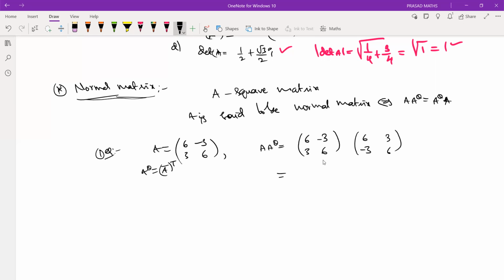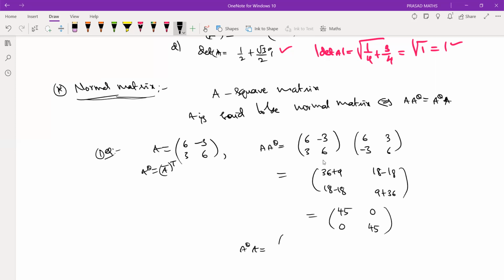Transpose and conjugate. These are all real numbers, so the conjugate is itself. Therefore, 6 into 6, that is 36 plus 9, then 18 minus 18, next 18 minus 18, next 9 plus 36. This is nothing but 45, 0, 0, 45.